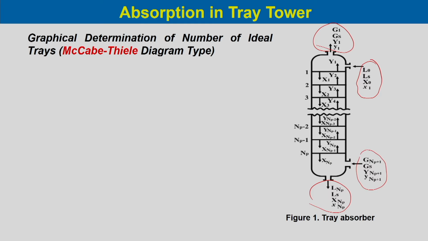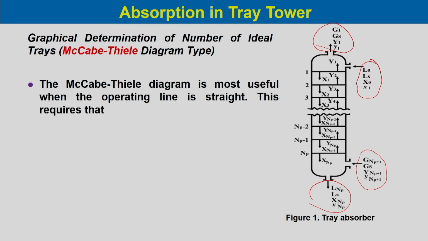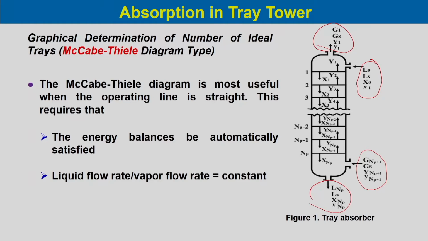As you can see, this is a counter current absorber. So, we will mostly consider counter current absorber design for the plate columns. The McCabe-Thiele diagram is most useful when the operating line is straight. If the operating line is straight, it is easier to do the graphical calculation of the number of ideal trays. For this we require some assumptions: that the energy balances be automatically satisfied and that the liquid flow rate by vapor flow rate remains constant. So, their ratio L by G remains constant.